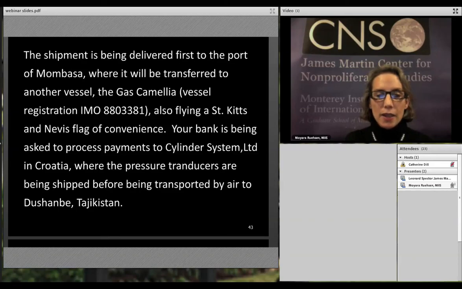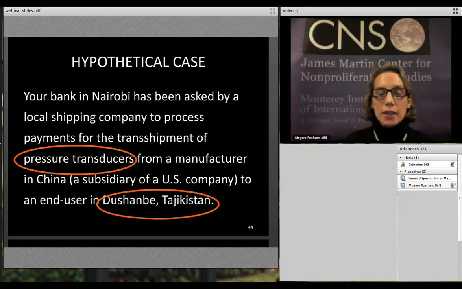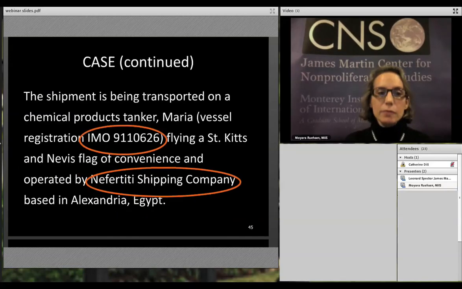Okay, so now what we're going to do is look at each of these and see where the red flags are. We already know pressure transducers are a dual use item. What about Tajikistan? Might Tajikistan have any industry that might need pressure transducers for legitimate reasons? Tajikistan is also right next to Iran. The other thing that we can look at are these IMO numbers.